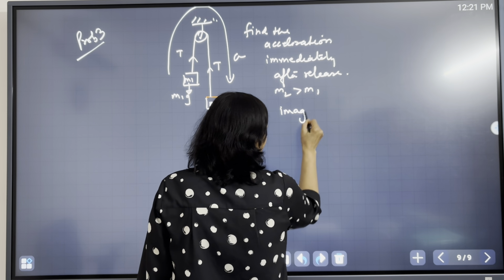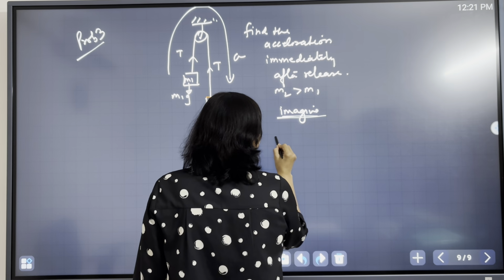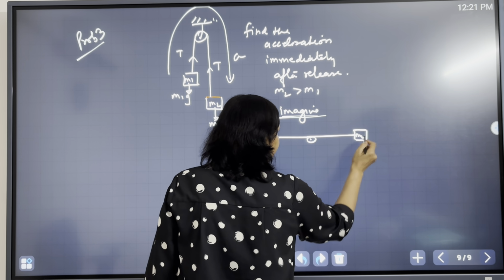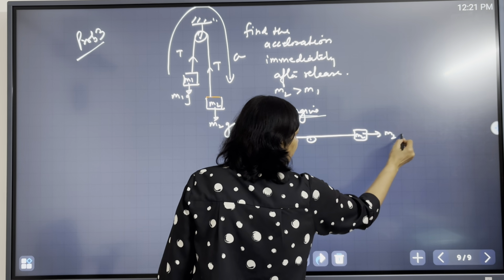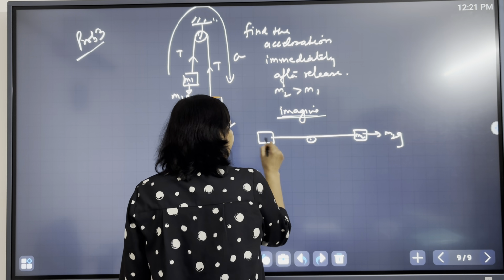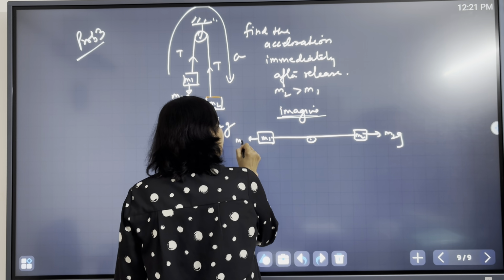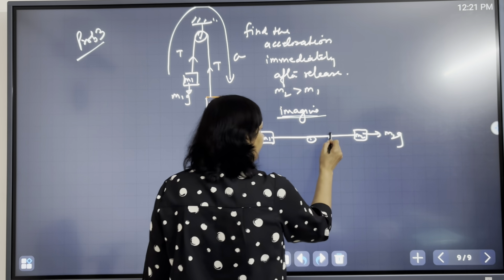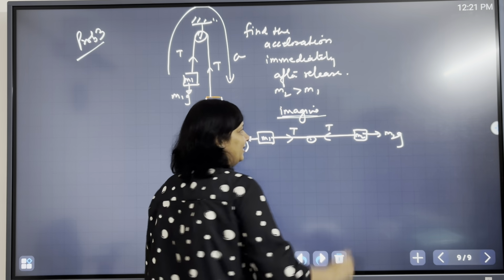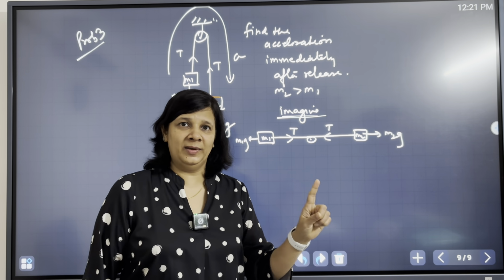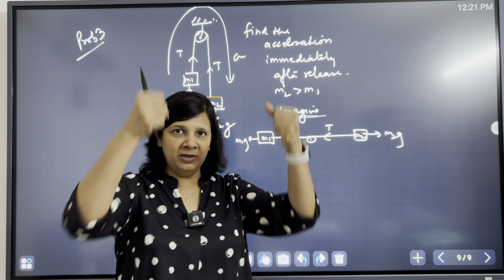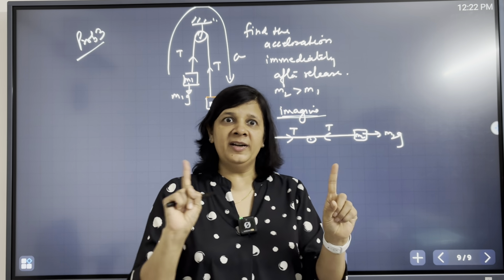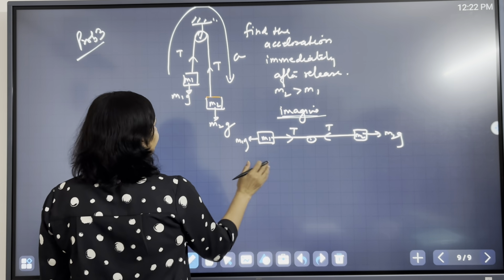Imagine this is the pulley in between, M2G, M2. So M2G is this side, and block M1, M1G is this side. So these two forces are opposite, okay, and tensions are like this. You can just imagine in this way. This is your imagination. Gravitational force will act downward, but the system is moving in this way. This is only one direction, okay.